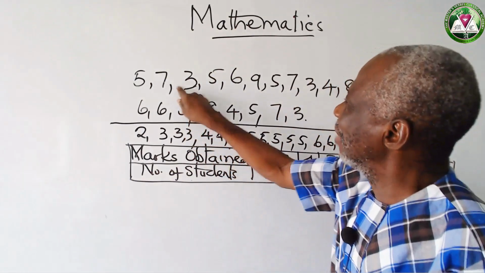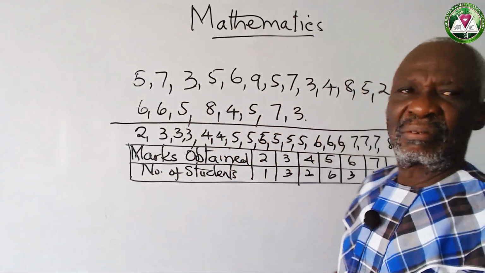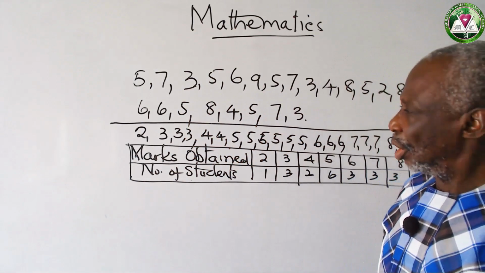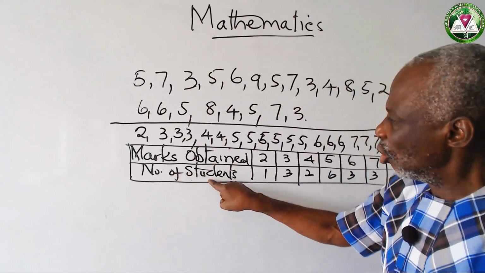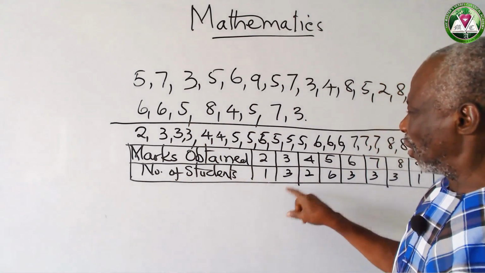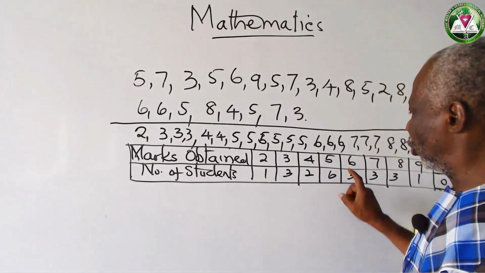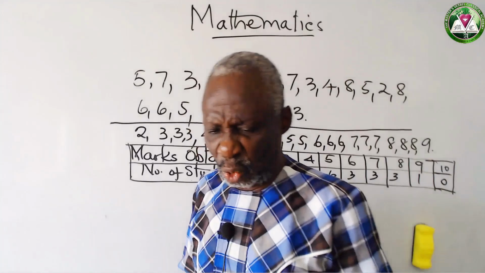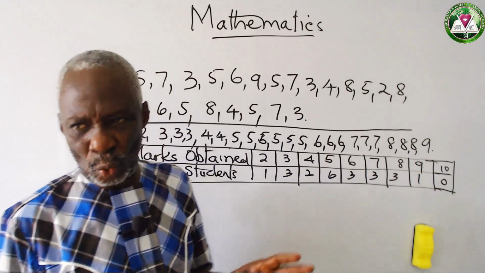You will not come and count this thing as I did before to arrive at 22. You will come to the number of students, which is frequency. That is the place where you come. 1 plus 3 plus 2 plus 6 plus 3 plus 3 plus 3 plus 1 plus 0. And that will give you the total number as 22.